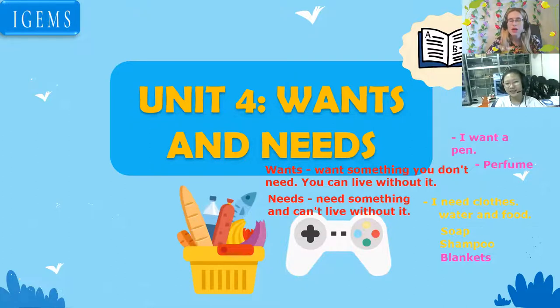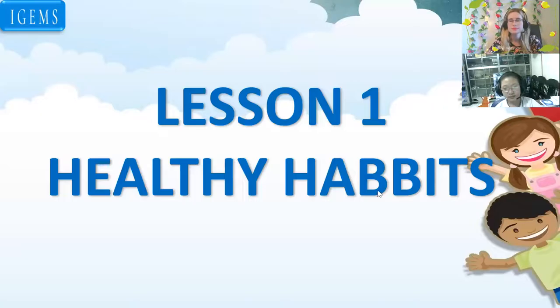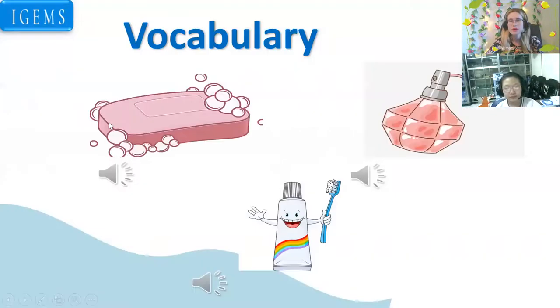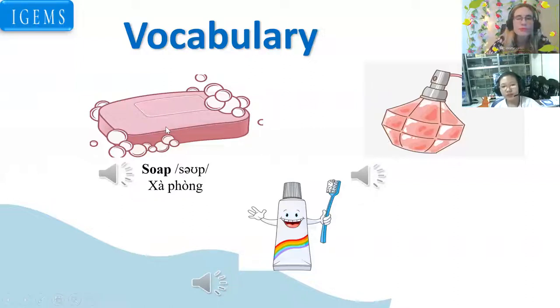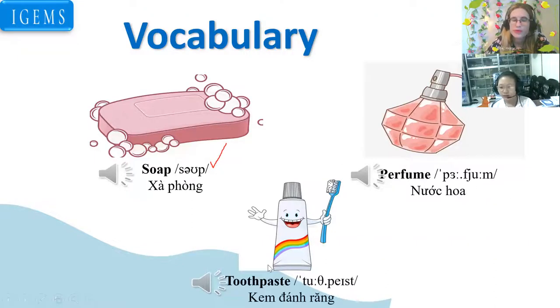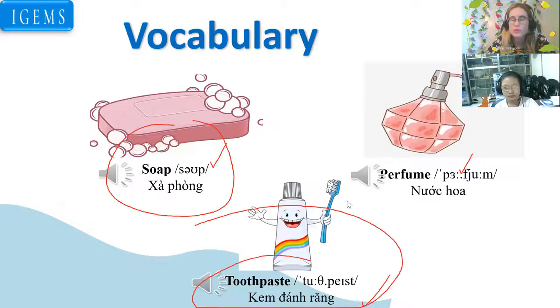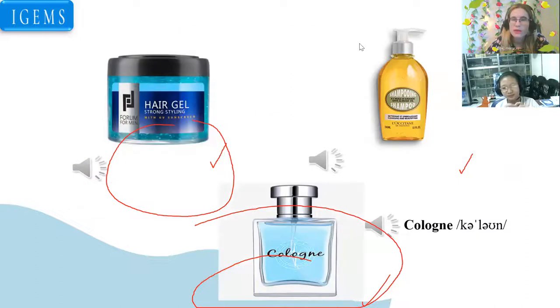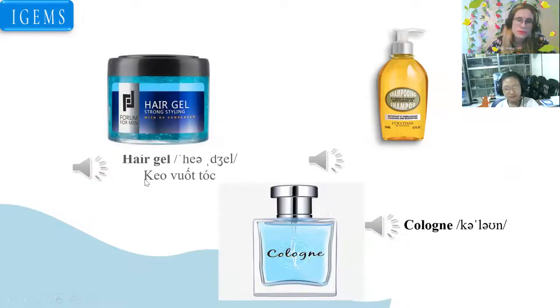Okay, so lesson one, healthy habits. Are you ready? Yes, I'm ready. The first one, soap. Soap. Good job. And the one you said, perfume. Toothpaste. Good job. I think soap and toothpaste are probably big needs, right? Can't go without it. Hair gel.